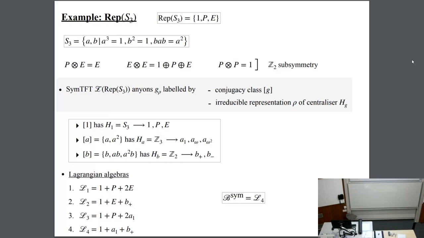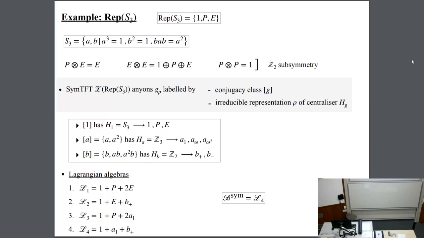And now, let's say I want to characterize all the possible gapped phases with Rep S3 symmetry. As I was saying, the first step is to construct the Drinfeld center, to construct the SymTFT. It turns out that the lines or the anyons that live in this SymTFT are simply labeled by a conjugacy class of S3. Then you take an arbitrary element in this conjugacy class, you look at the centralizer, and they are also labeled by an irreducible representation of this centralizer.